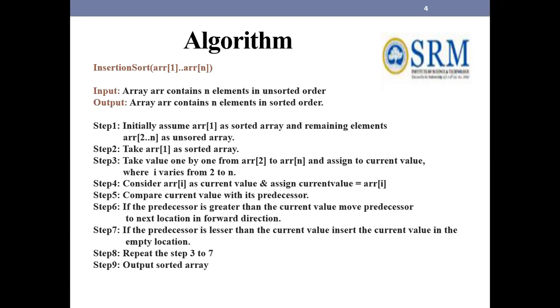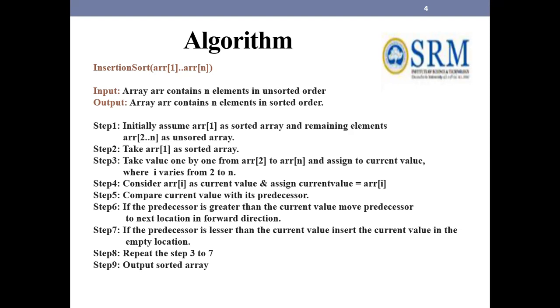There are 9 steps in the insertion sort algorithm. So we know the concept. We have a sorted array and an unsorted array. Initially take the first element, array of 1, as the sorted array. The remaining elements, 2 to n, are considered the unsorted array. Third step, take the values one by one from array of 2 to n. So array of 2 to n is the unsorted array. The first element is array of 2.